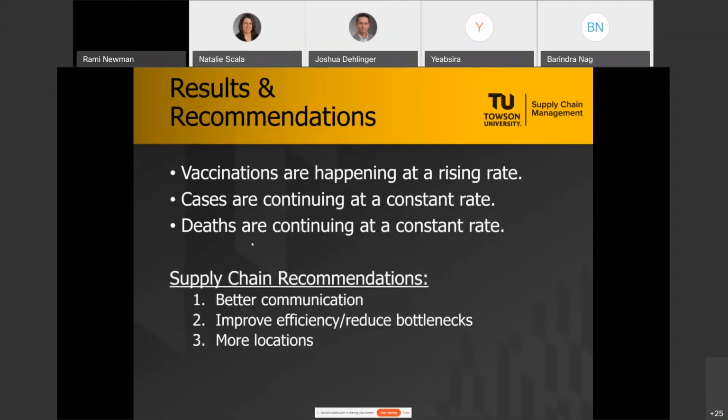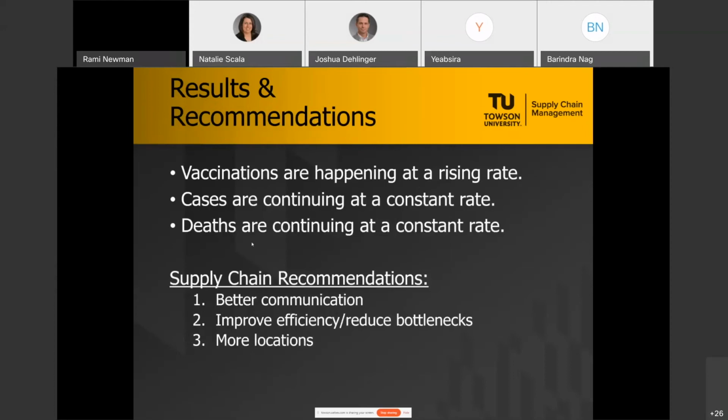So for my results, vaccinations are happening at a rising rate, which is good, but I do expect it to slow down in the next couple weeks, in like the next 2 months. Once we hit the 50% mark, I expect it to slow down from there, still rise a little bit. And then once we get up to around 60, it's probably going to plateau.